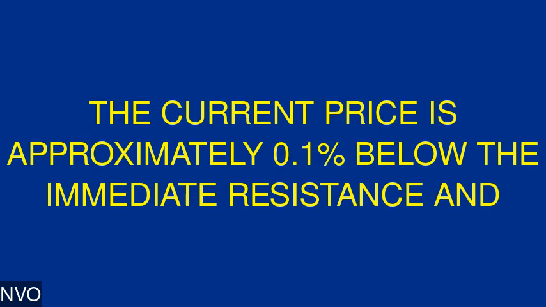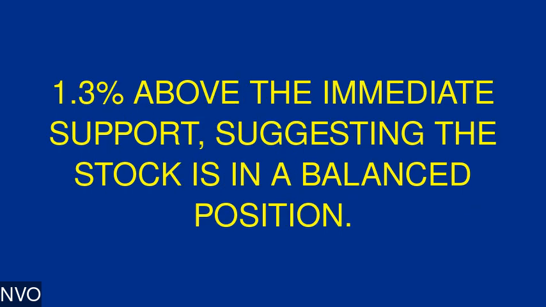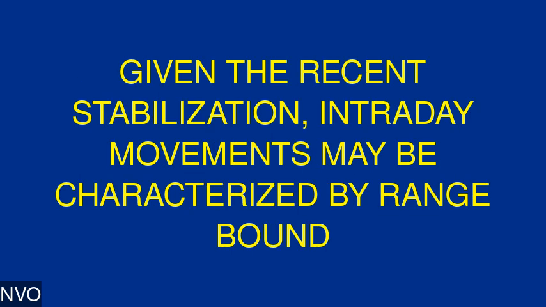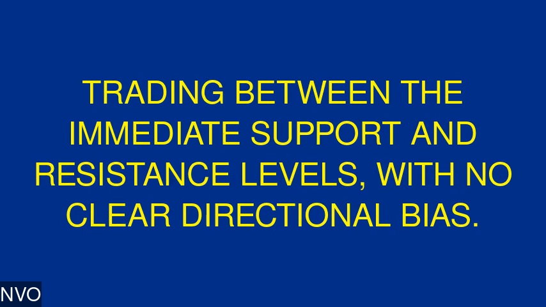The current price is approximately 0.1% below the immediate resistance and 1.3% above the immediate support, suggesting the stock is in a balanced position. Given the recent stabilization, intraday movements may be characterized by range-bound trading between the immediate support and resistance levels, with no clear directional bias.